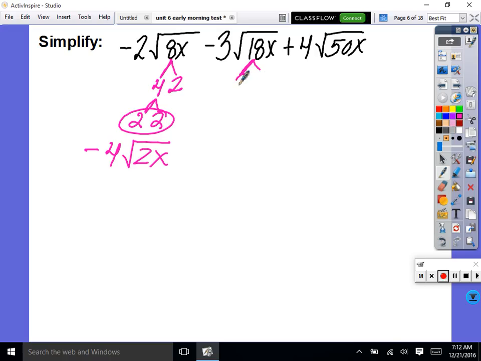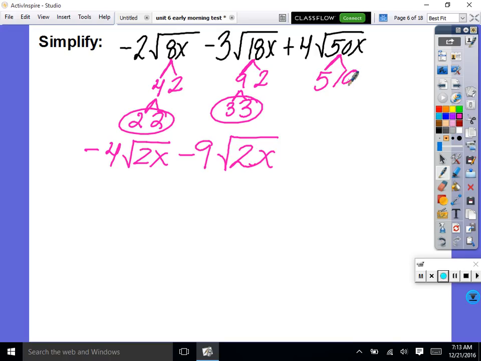Then 18, 9 and 2, 3 and 3, paying attention to the outside. We'll pull out a 3. Do not add them, you always multiply. So 3 times 3 is negative 9 square roots of 2x, because 2 is left, x is left. 50 is 5 and 10. 10 breaks down into 5 and 2. We're paying attention to the outside. Positive 4 times 5 is positive 20 square roots of 2x.